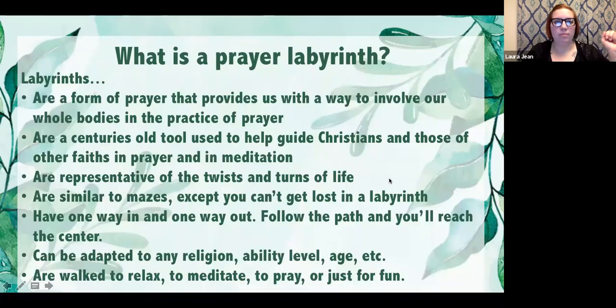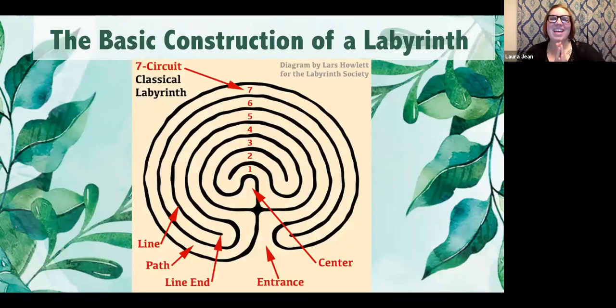Let's see. Oh, there we go. Okay, so this just shows the basic construction of a labyrinth. So you might have noticed that Barb used the word circuit. She mentioned the circuits of the labyrinth. And so this is just a diagram that shows how they work. So you have different circuits. That's basically different layers to the areas that you can walk in.